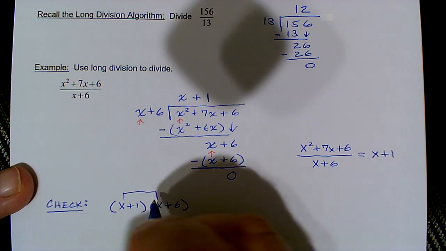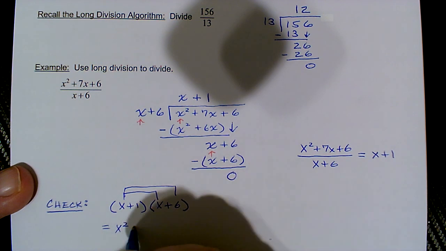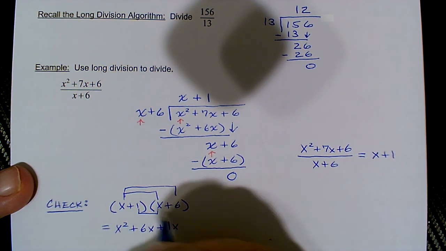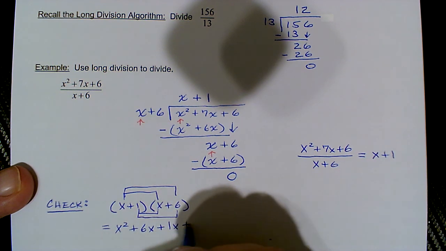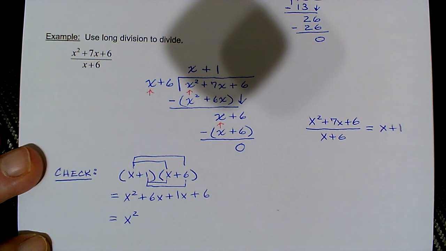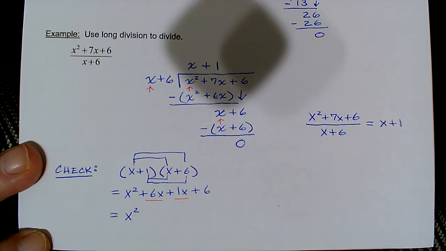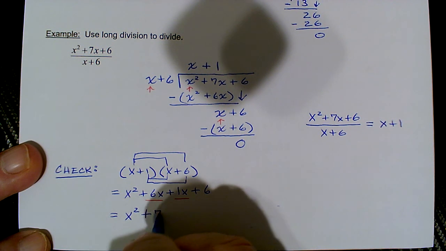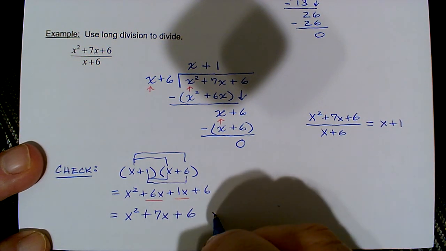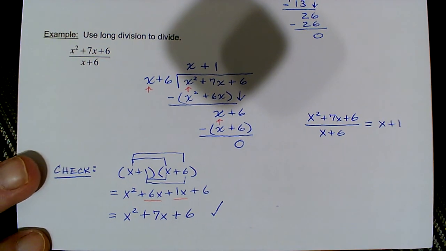So x times x gives x squared, x times 6 is plus 6x, 1 times x is plus 1x, and 1 times 6 is plus 6. Then we recopy the x squared, and we can combine the 6x and the 1x to get plus 7x, and recopy the plus 6. And so you can see that it checks. Okay? So, kind of interesting.